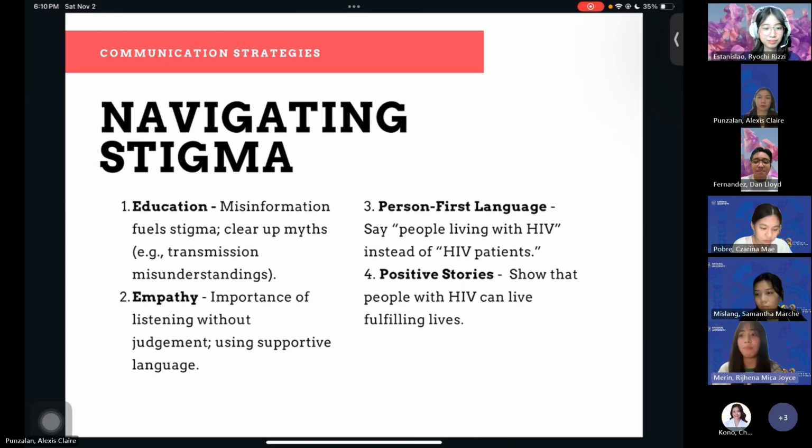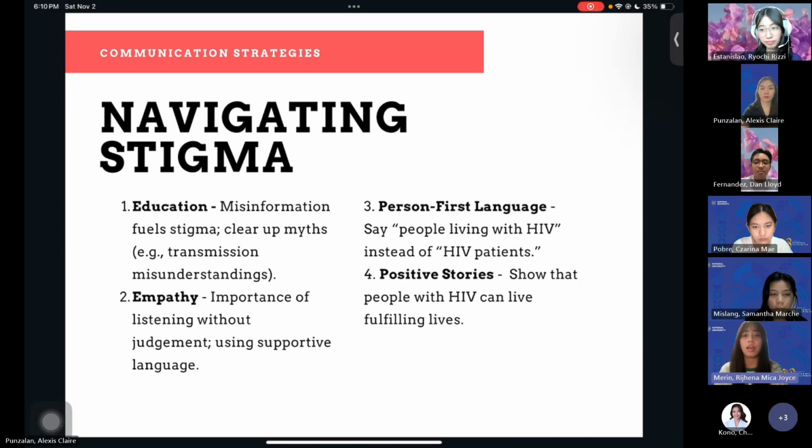Hi everyone, I am excited to be here with you today to discuss our first topic, navigating stigma. As we know, stigma surrounding HIV can be a major barrier that discourages people from seeking testing, treatment, or even talking about their status openly. So, how can we address this?